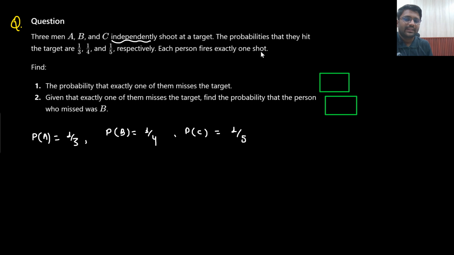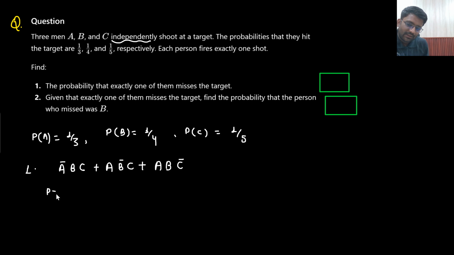Each person fires exactly 1 shot. Find the probability that exactly one of them misses the target. So what could be the cases? A is not hitting the target, but B is hitting and C is hitting. Or A is hitting, B is not hitting, C is hitting. Or A and B both are hitting the target, but C is not hitting the target.